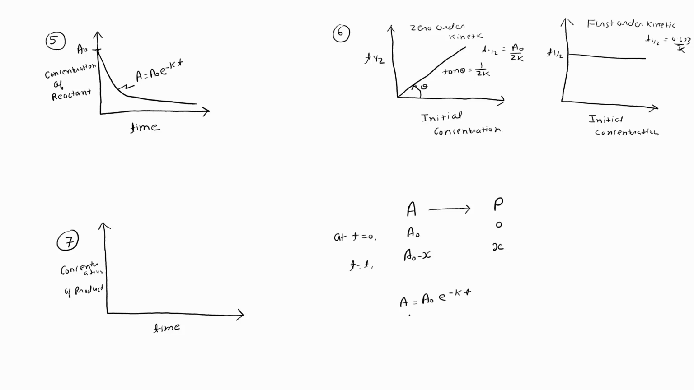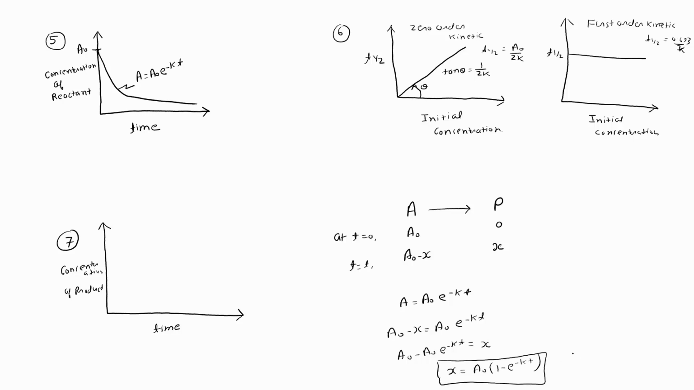We have this equation. So at T is equal to T, A naught minus X is equal to A naught e to the power minus kt. We have to find X. So then we will have A naught minus A naught e to the power minus kt is equal to X. So X should be A naught into 1 minus e to the power minus kt.